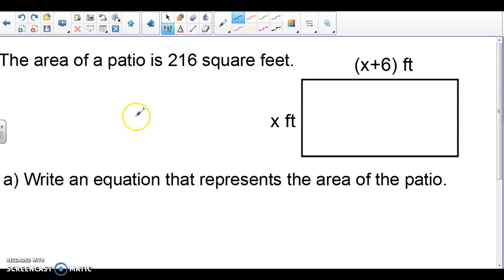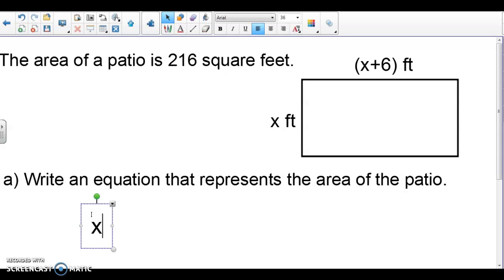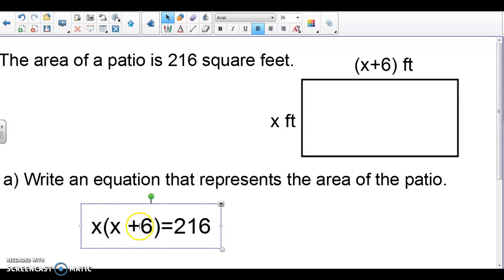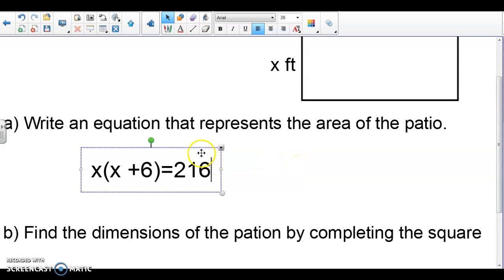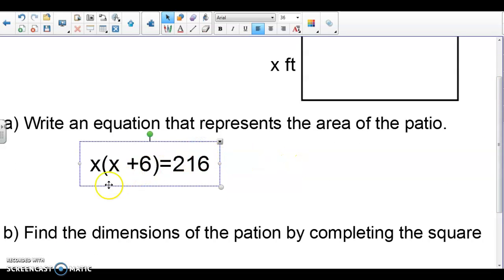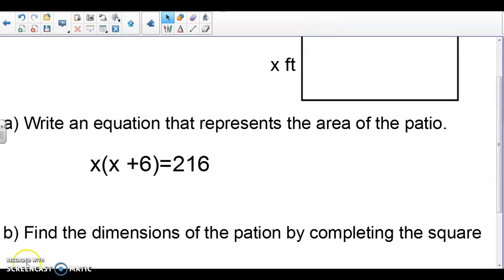So if you're ready to go on, the area of a patio is 216 square feet. Here's the patio, right? So we have x plus 6. This is a rectangle. So if we're writing an equation that represents the area of the patio, we would have x times x plus 6, and that's going to equal 216. Now remember, this is the start, but this is not the final answer here. So what we're going to want to do now is simplify this out, right? So we're going to have x squared plus 6x equals 216.